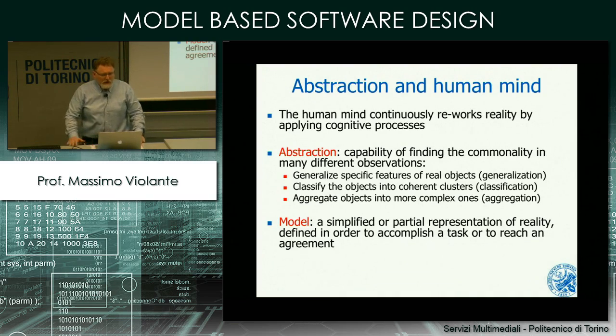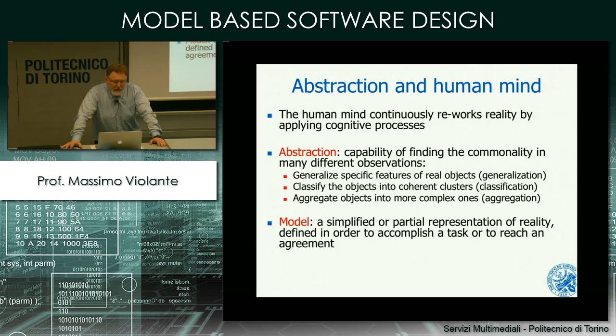So this simplification process exploits one of the capabilities of our mind, that is the abstraction. The abstraction is a mix of 3 components, I would say. We have the capability of generalization. This means that we are able to look into an object to extract specific features that are those relevant for what we want to do, while keeping all the other features that are not relevant on the background.